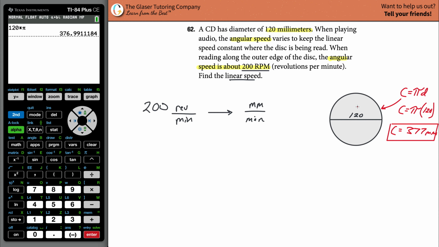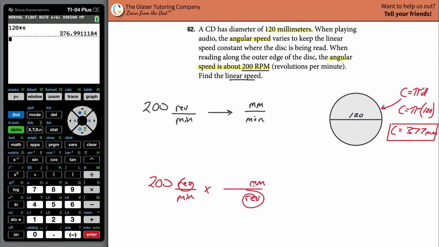So if you know the length of one rotation, basically every single revolution is 377 millimeters, then how many millimeters would 200 revolutions be? You're probably thinking, you're just going to multiply them, and if you said that, then you're correct. This is how the conversion will work. 200 revolutions per minute. I want my revolutions to cancel, so revolution goes in the bottom. I want millimeters on the top. Notice how the revolutions mathematically will cancel.